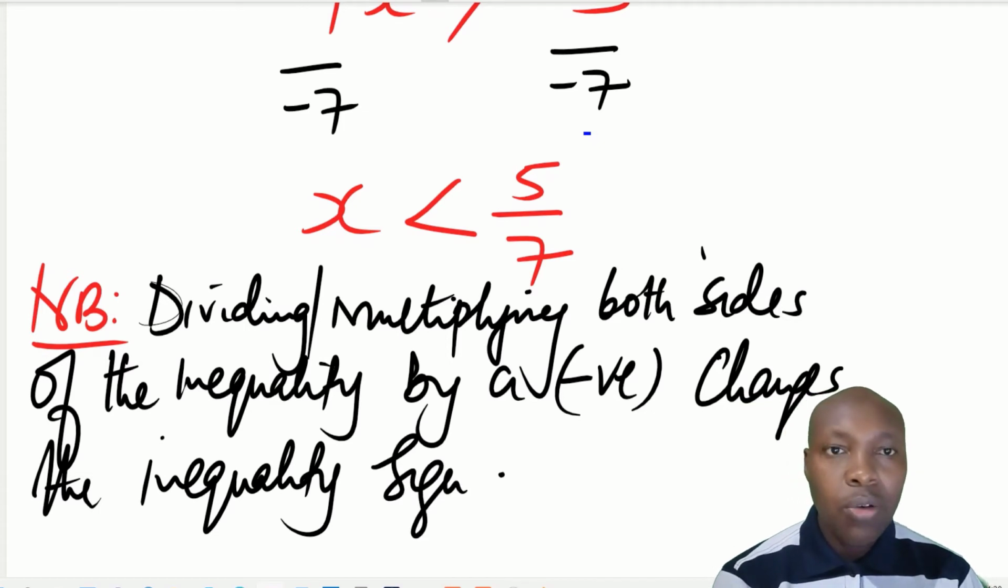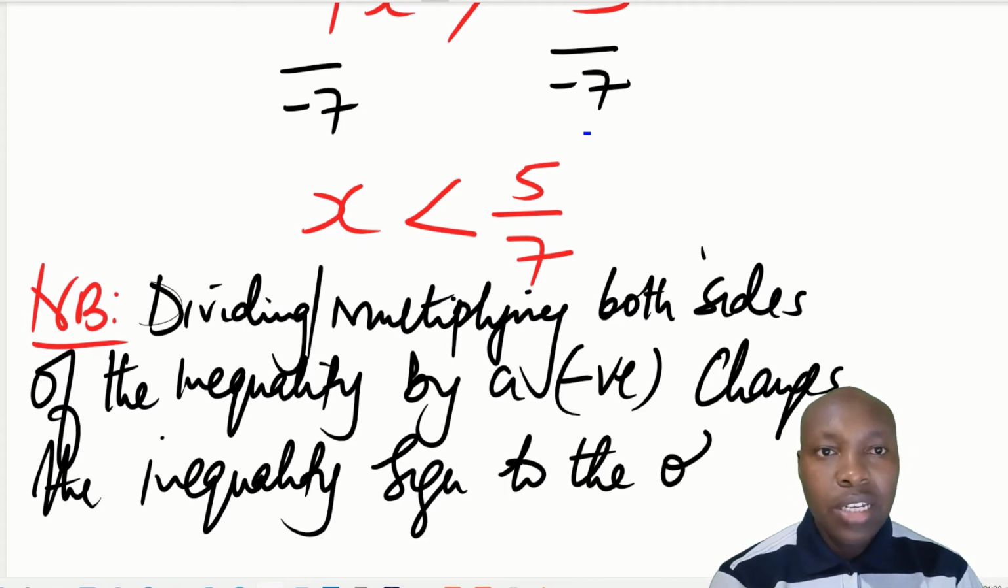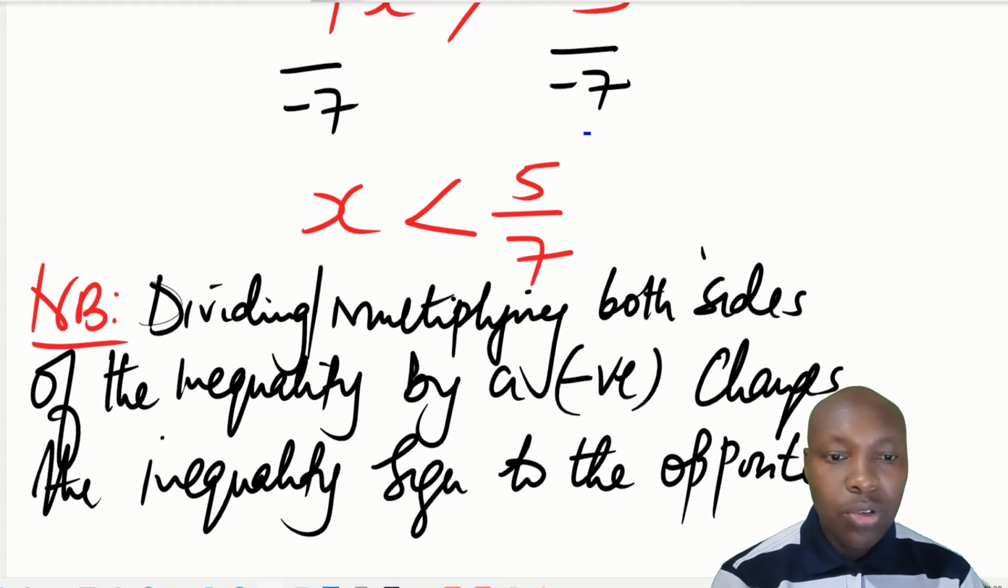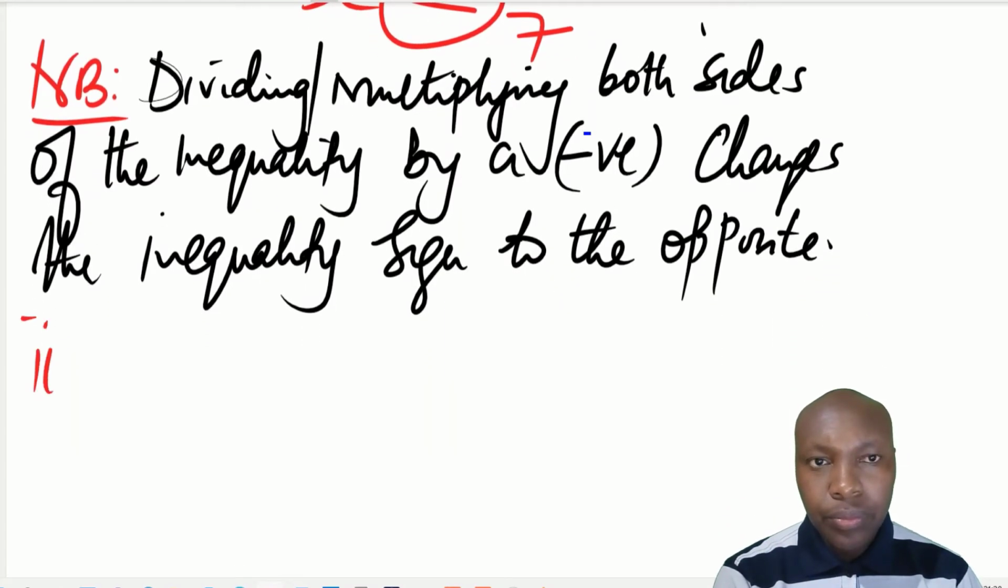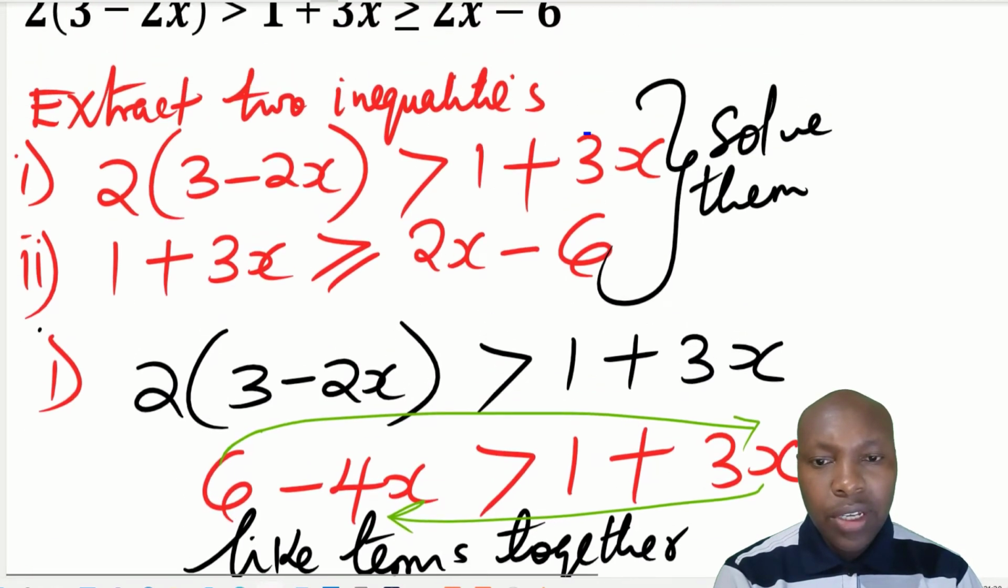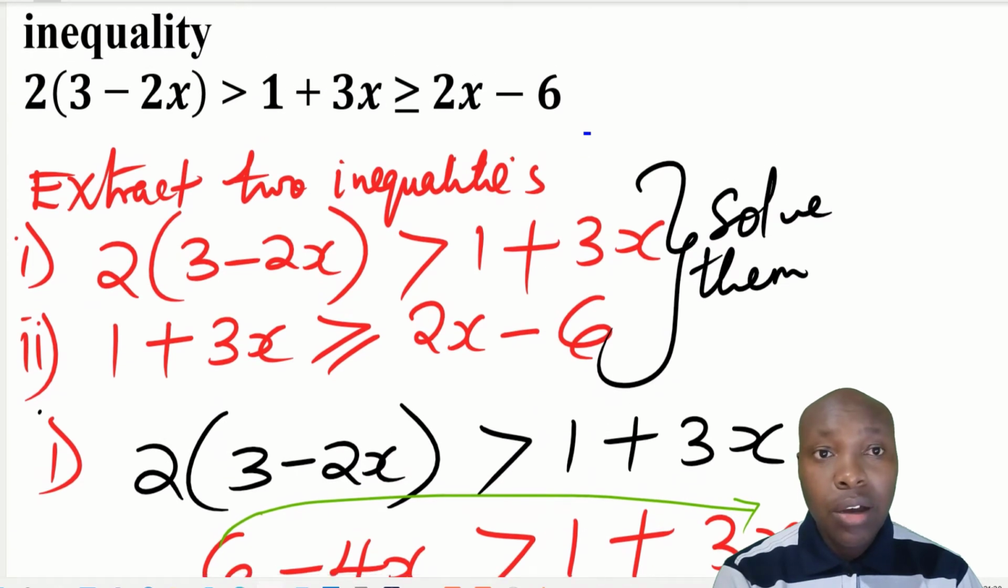If it was greater than or equal to, it becomes greater than, less than or equal to. If it was less than or equal to, it becomes greater than or equal to. So it changes to the opposite. That is very important to note. Now, that is the first equation that we have extracted.